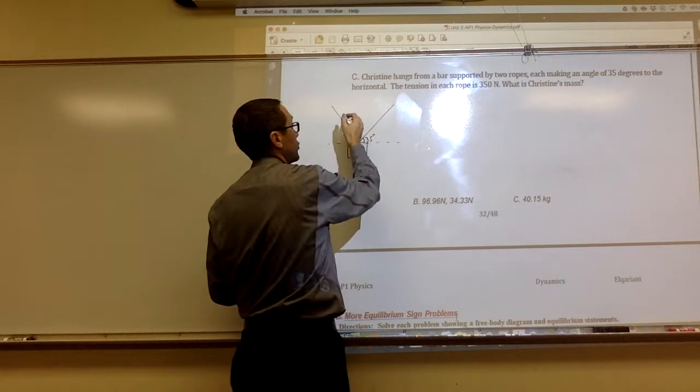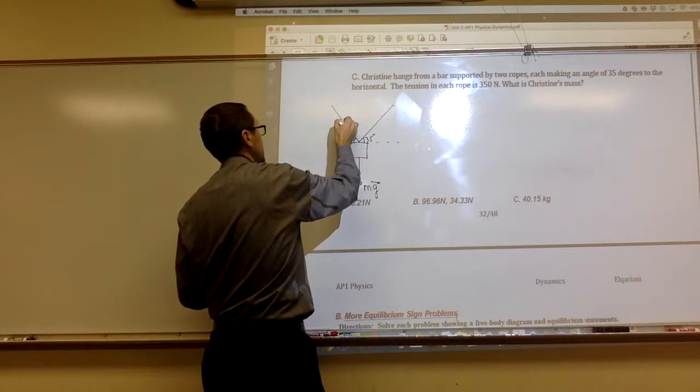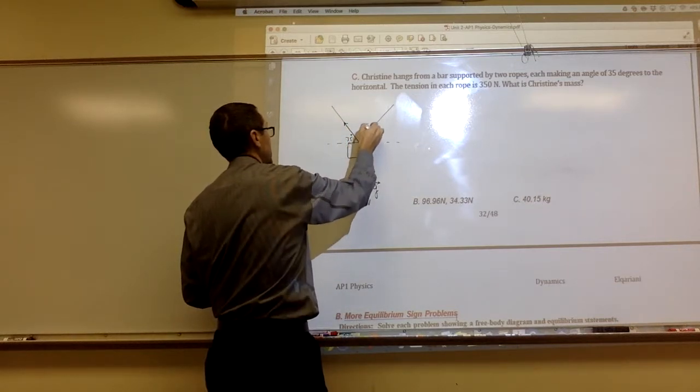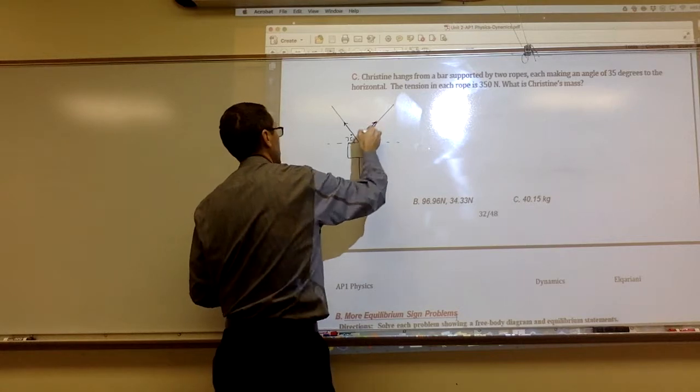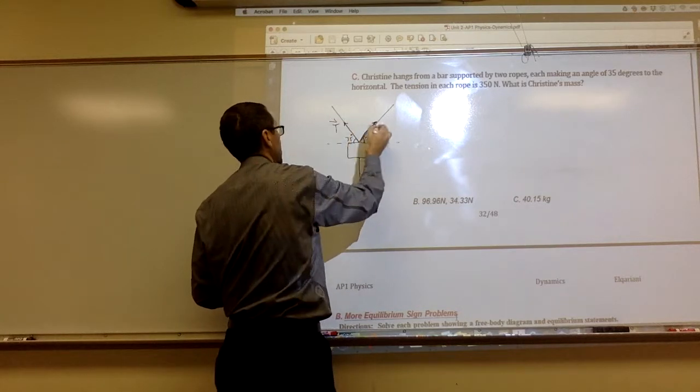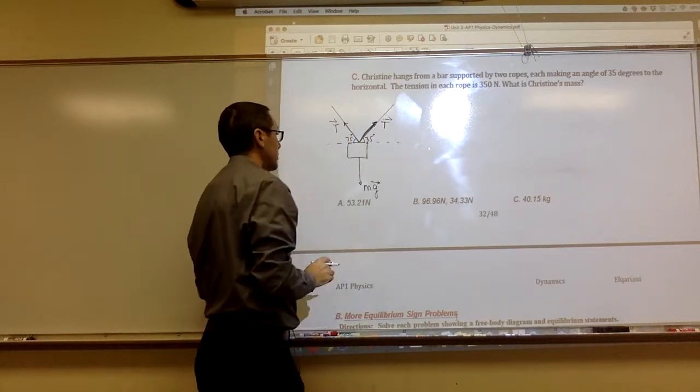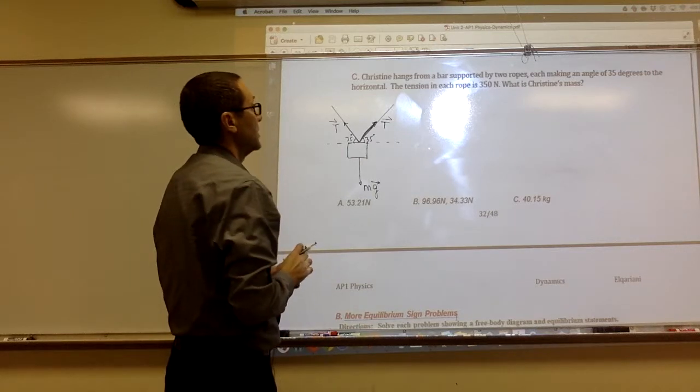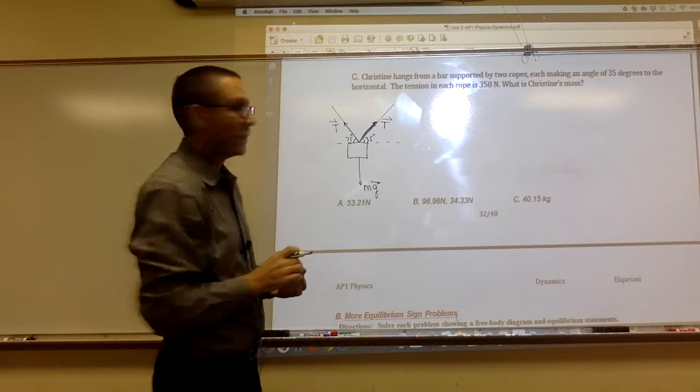Now the tension in each rope is 350. Tension has to be the same in this case because the angle is the same. Okay, so tension and tension. I'm not going to label them 1 and 2. What is Christine's mass, not weight?